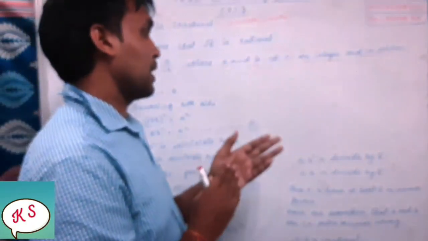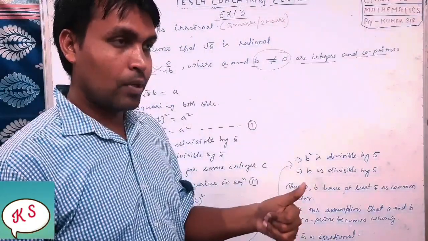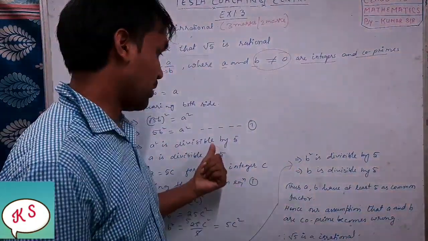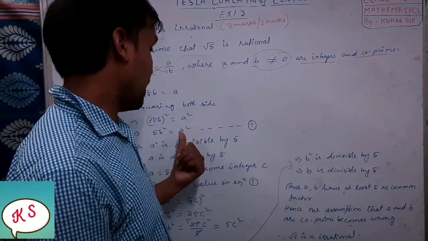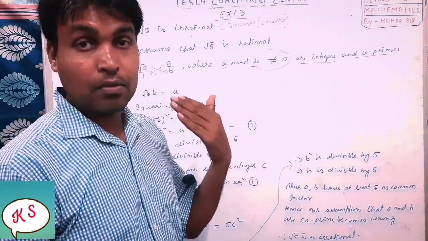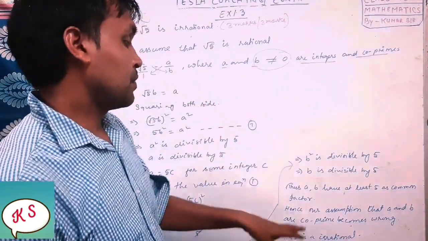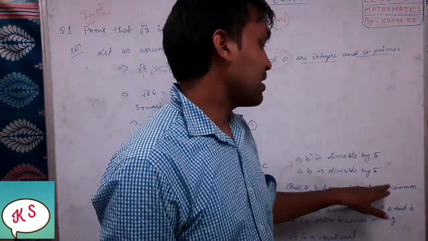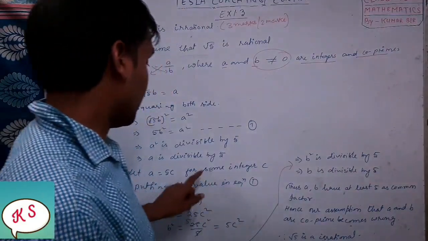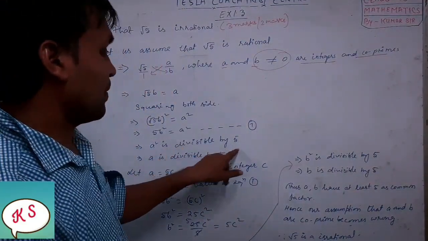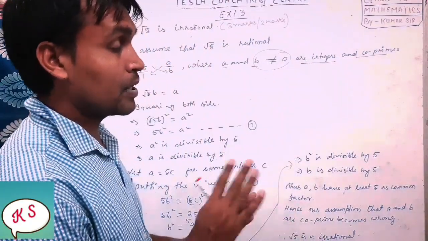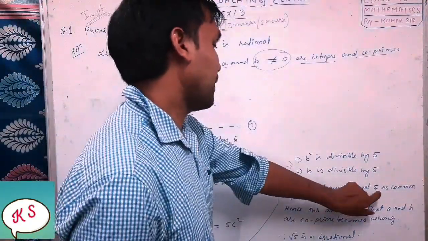In the initial view we assumed that a is only divisible by 1 and b is only divisible by 1, but here we are getting that a and b both have a common factor, 5. So we'll write here, thus a and b have at least 5 as their common factor. Here a is divisible by 5, here b is divisible by 5, that means a and b both have a common factor 5.